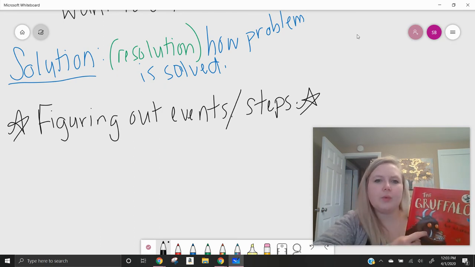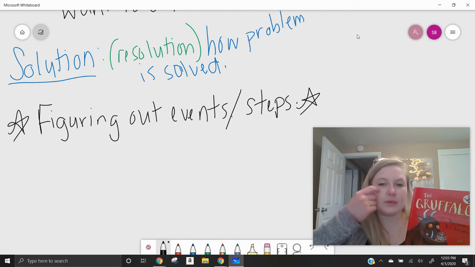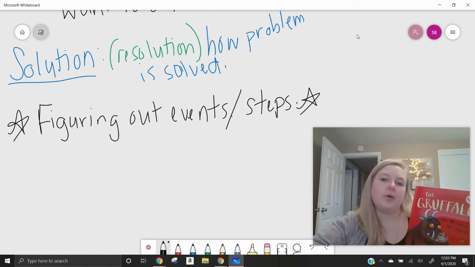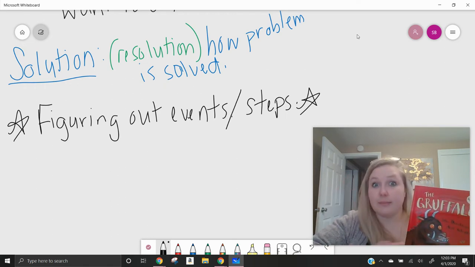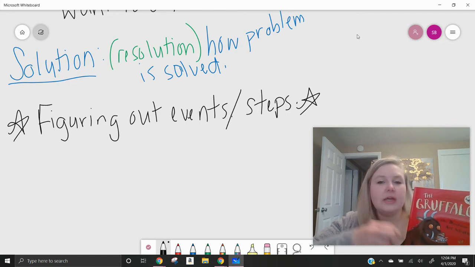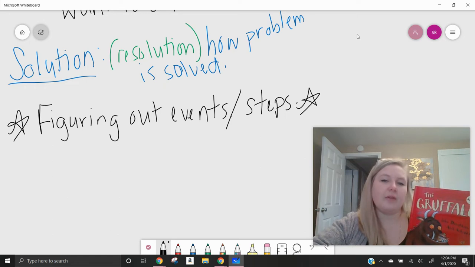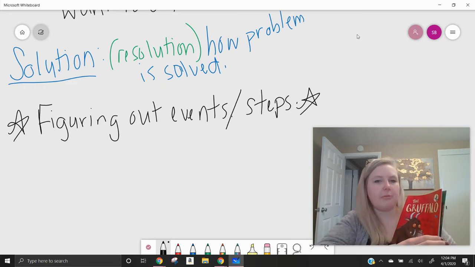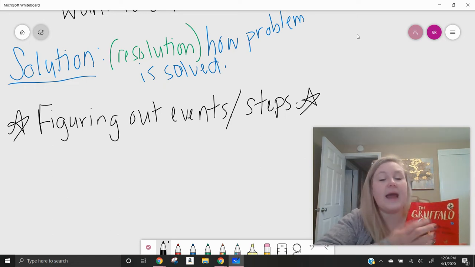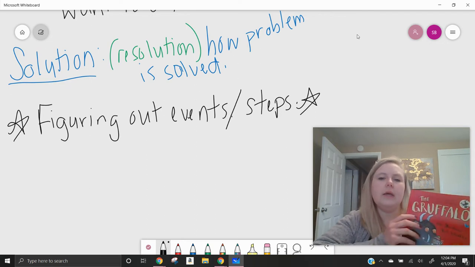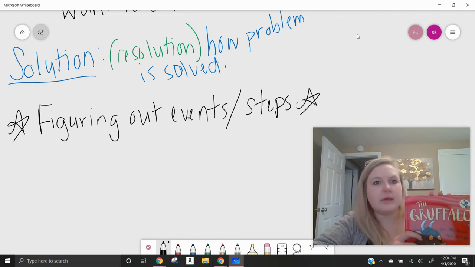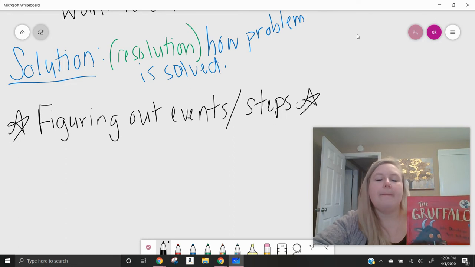For example, if we were going to do the small problems and solutions, we would probably say, okay, the mouse ran into a fox. And the fox wanted to eat him. He wanted to have him for lunch. But then the solution was, well, the mouse made up the Gruffalo, right? Okay, so then the next problem would be he ran into an owl, right? And the solution was that he made up a Gruffalo.